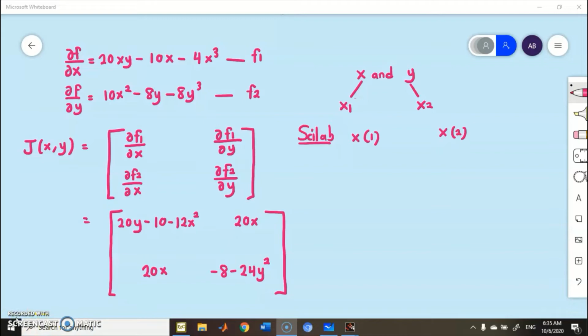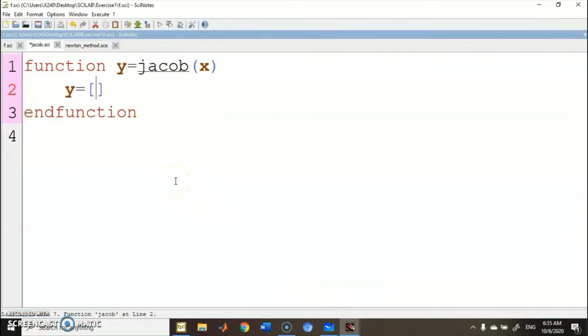So when you see y, you write it as x2. When you see x, you write it as x1. I just want to tell you that. So we have 20 x2 minus 10 minus 12 times x1. So y equals 20 times x2 minus 10 minus 12 times x1 power 2.